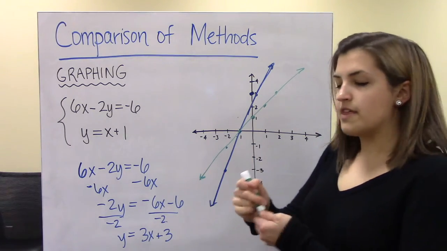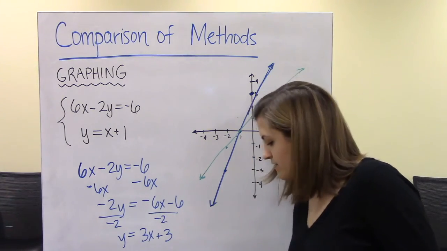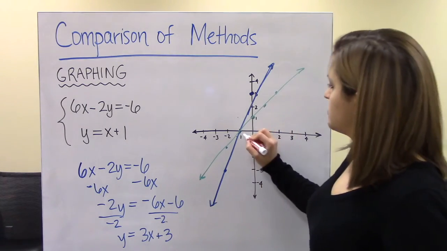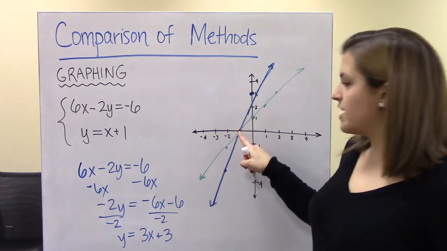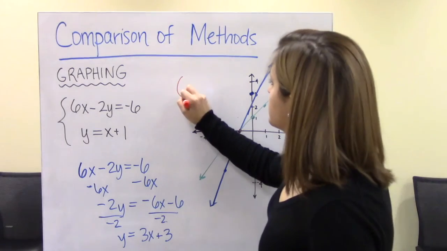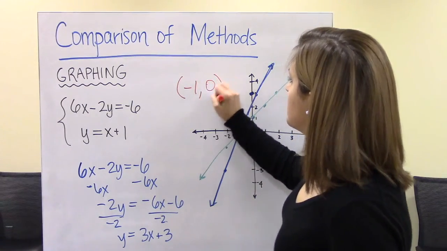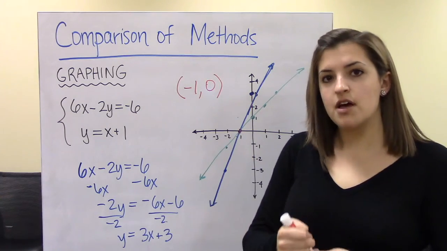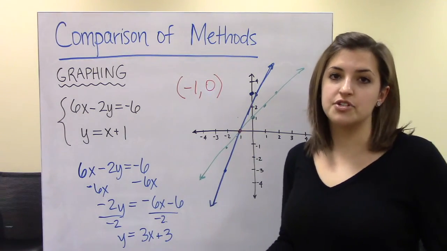And then, to find my solution, I can identify my intersection point, which happens to be at negative 1, 0. So our solution is negative 1, 0. Easy enough with graphing, but let's see what it looks like when we do it with substitution and elimination.